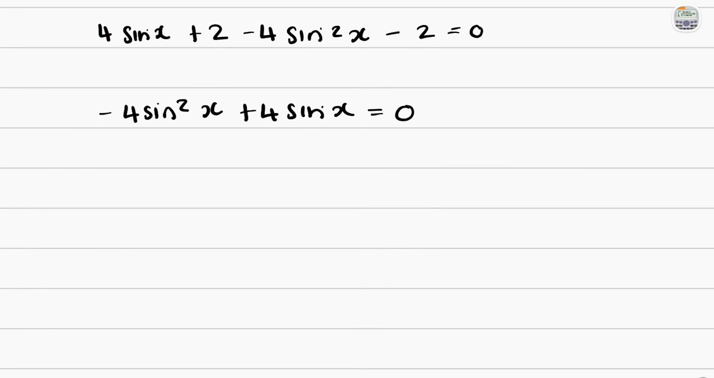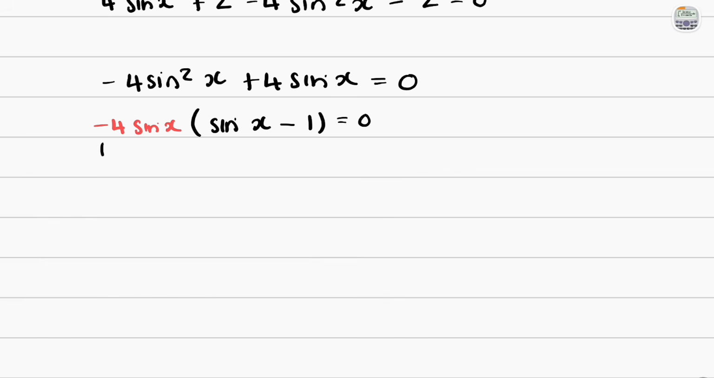Great. Okay, and now you see that we have a common factor of negative 4 sine x in both terms. So if you take this first term and you divide it by that common factor, you see that you're just left with sine x. If you take this term divided by the common factor, you're left with negative 1, okay, because it's just the same thing. And now we have two values multiplying that give us 0. So it's either that the first negative 4 sine x is equal to 0, or the second sine x minus 1 is equal to 0.